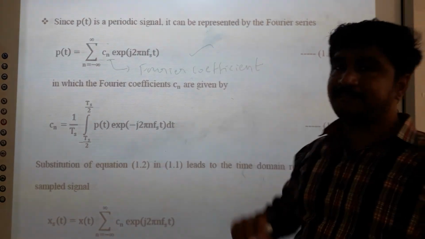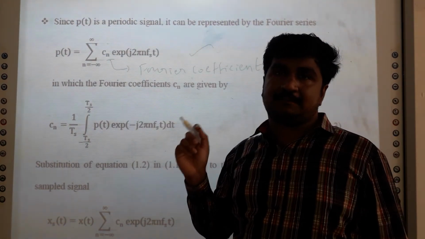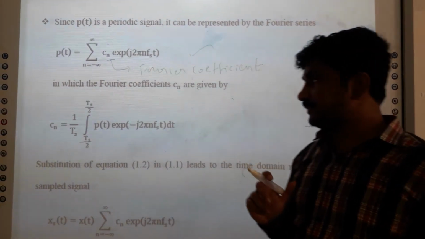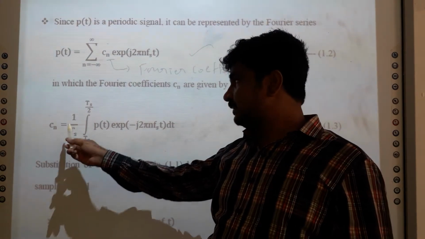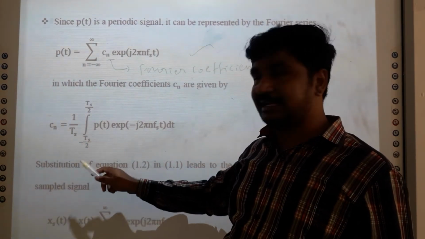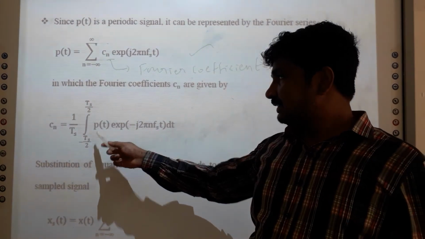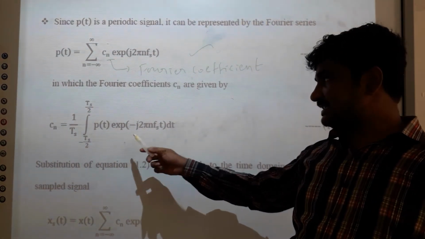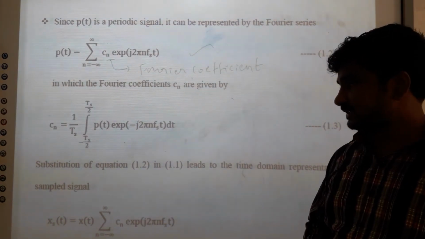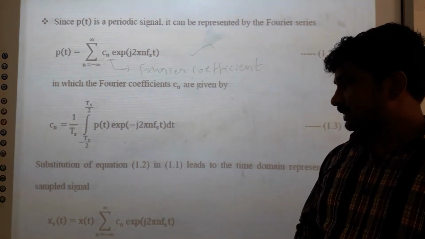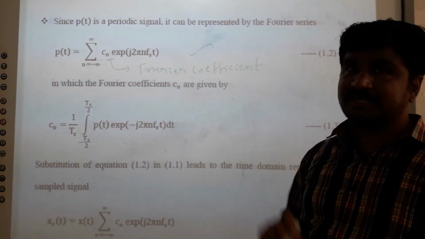And this is the complex Fourier exponential series representation. And the Fourier coefficient can be written as 1 divided by Ts, integral over minus Ts by 2 to Ts by 2 of P of t into exponential of minus j 2 pi n fs t into dt. Hence, this P of t can be substituted in xs of t.